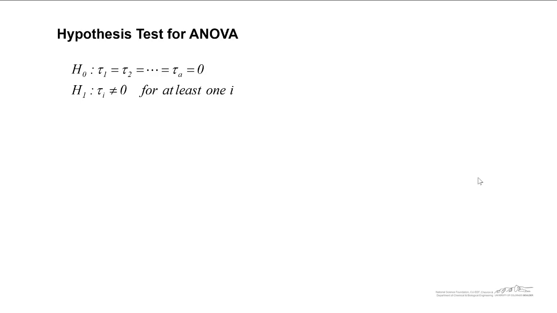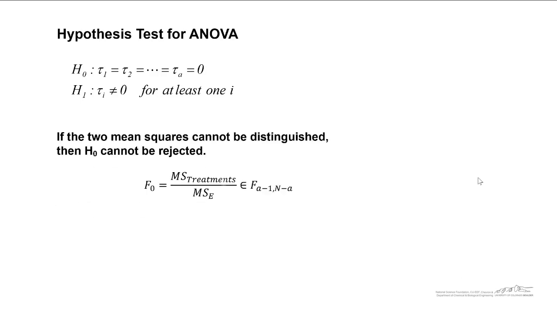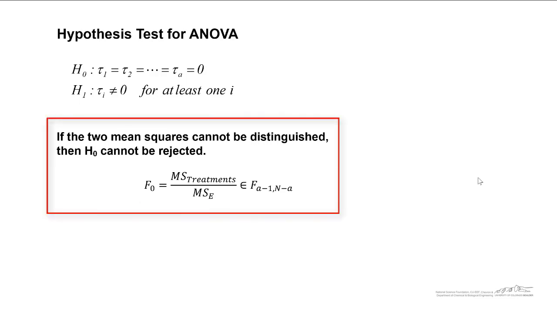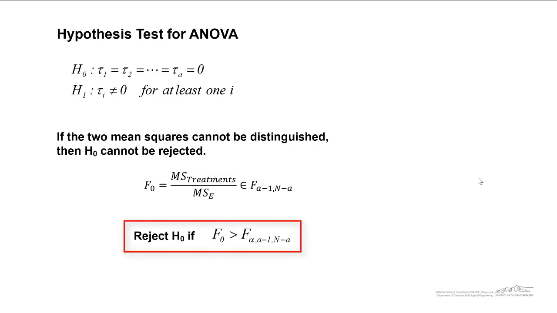So in order to perform this hypothesis test and to show that the treatment level of at least one of our groups is non-zero, we're going to calculate an F statistic. If the two mean squares cannot be distinguished, then the ratio of MS treatments to the mean squared error is going to follow the F distribution with a minus 1 numerator degrees of freedom and capital N minus a denominator degrees of freedom. If that test statistic is much larger than what would be expected if the two mean squares could not be distinguished, our test statistic F naught will be way up in the tail of the F distribution. And if this is the case, then we will accept the alternate and reject the null.